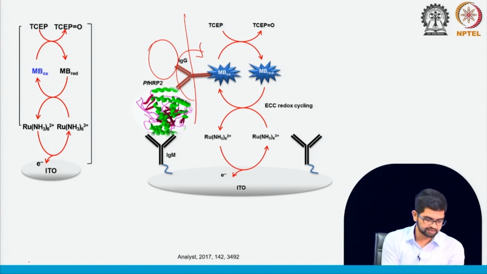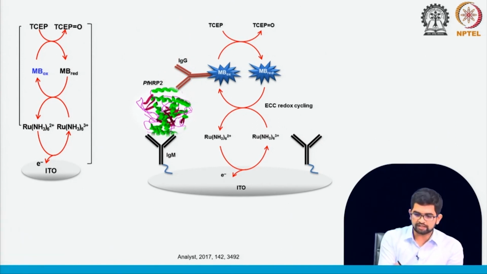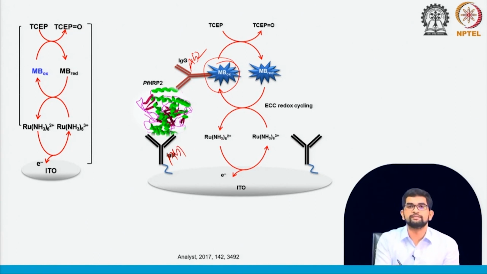But see, in this case, what is the new thing? The tag that I used with the secondary antibody, AB2, antibody 2 (this is antibody 1), we said directly participated in the redox cycling. Last time we used some substrate, but we do not need this substrate in this case.